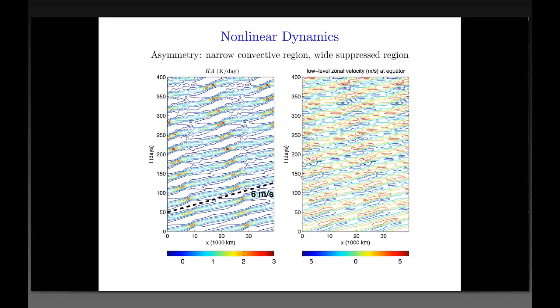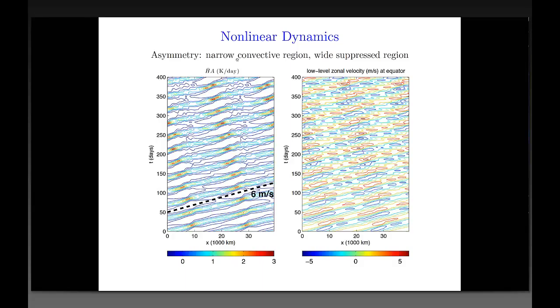Okay. And we now see dynamics that look like this. So I guess we see this MJO event. This is 40,000 kilometers around the equator and running it for about a year. And we have a single MJO that just keeps, actually, I guess two at any time, propagating around the globe over and over again. And this is the convective heating here.